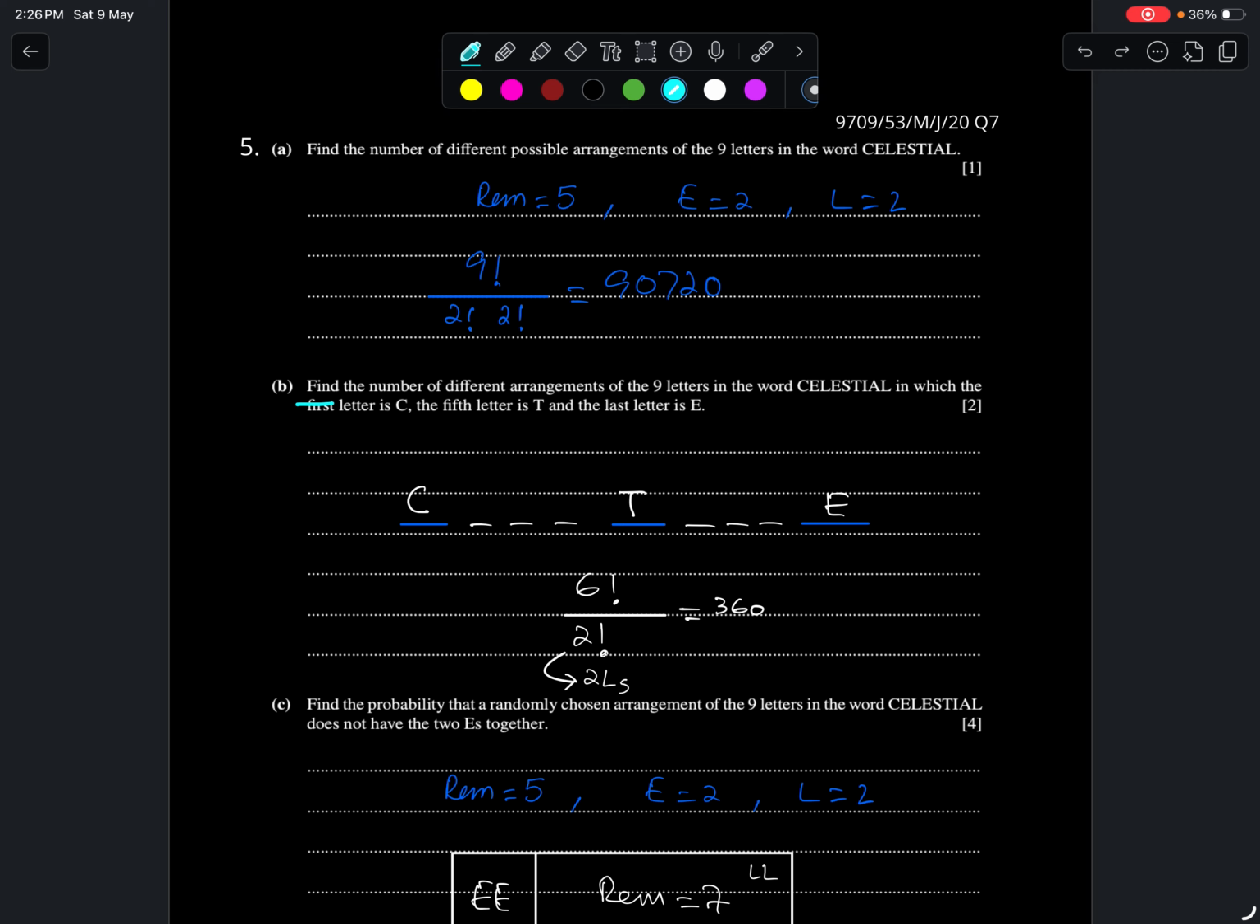Okay, find the number of different arrangements of the 9 letters in the word in which the first letter is C, the fifth letter is T and the last letter is E. So the positions of these letters are fixed. They can't change their positions, okay? So the remaining letters are 6. So 6 factorial divided by 2 factorial for 2 L's.